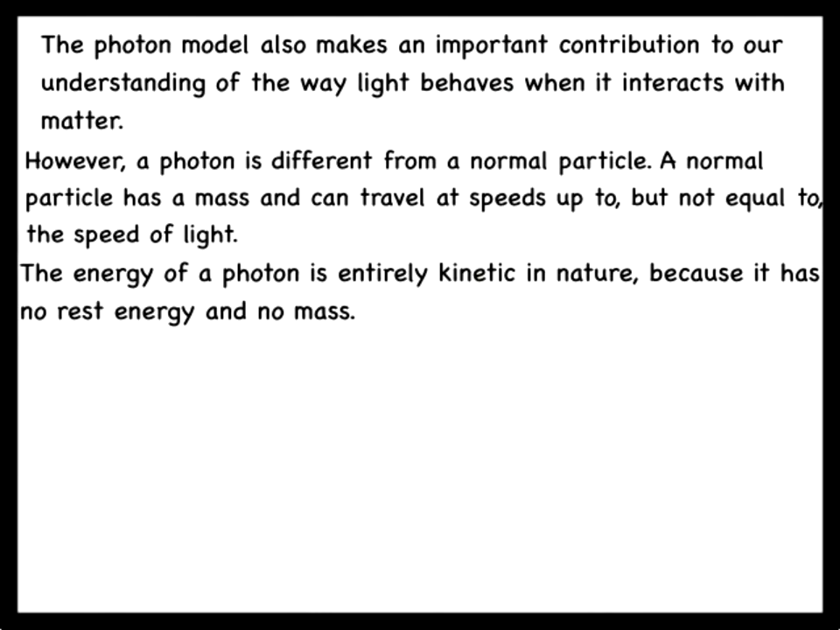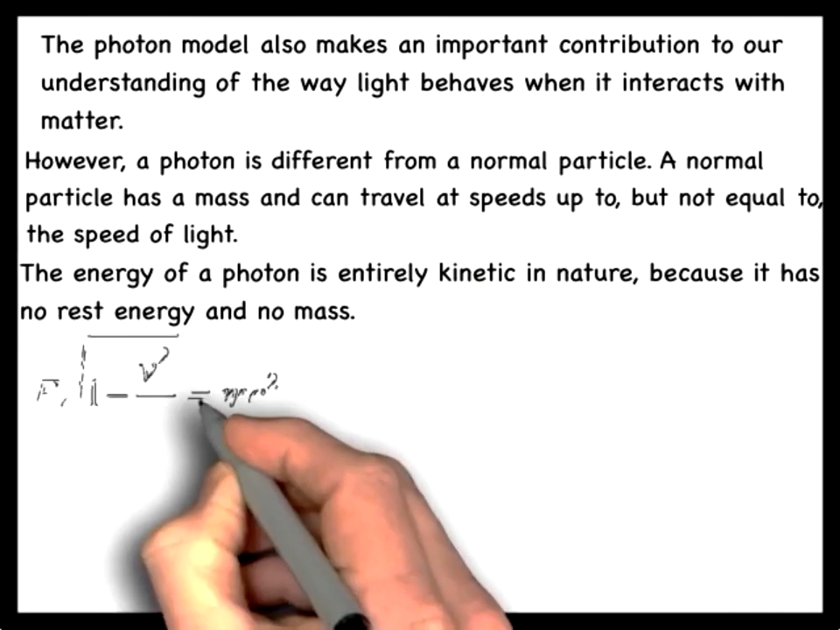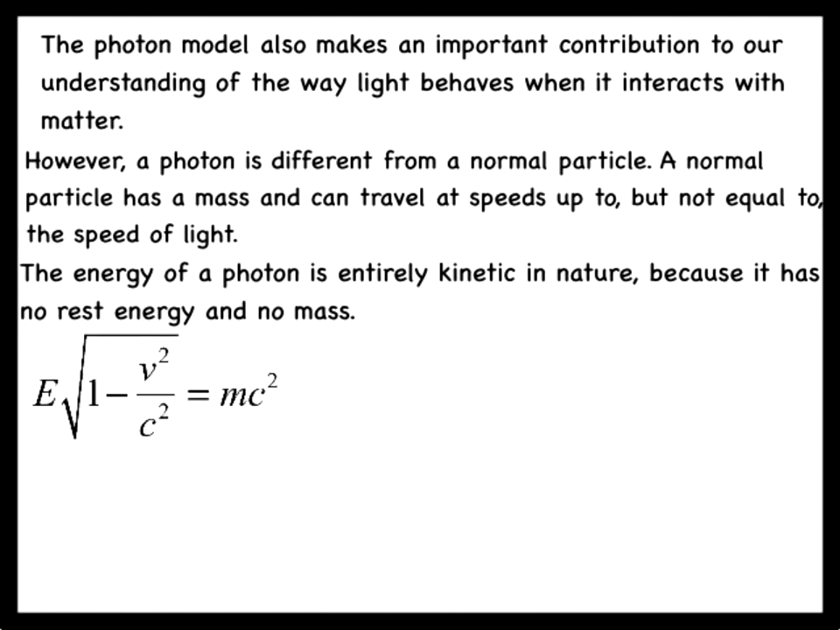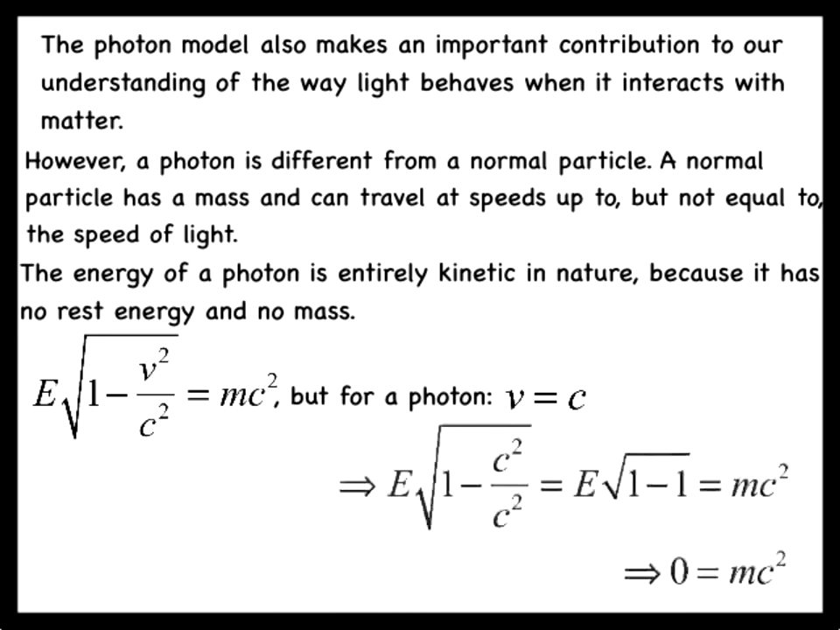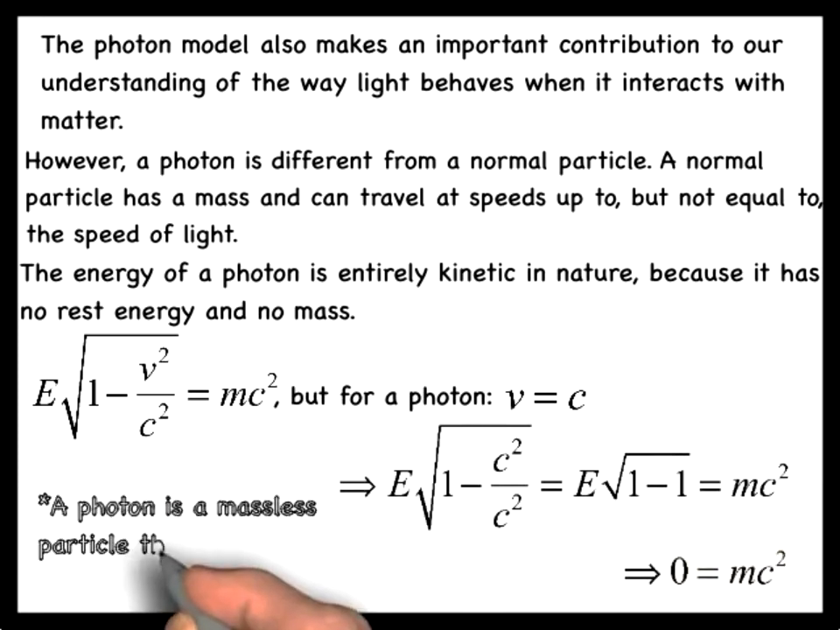To show that a photon is massless, we rewrite equation 28.4 for the total energy E as the following. The term square root of 1 minus v squared over c squared is 0 because a photon travels at the speed of light, when v is equal to c. Since the energy E of the photon is finite, the left side of the equation above is 0. Thus the right side must also be 0, so m equals 0 kilograms and the photon has no mass.